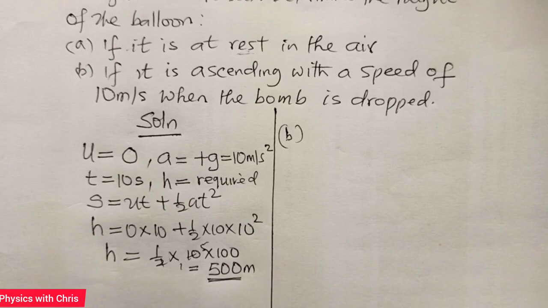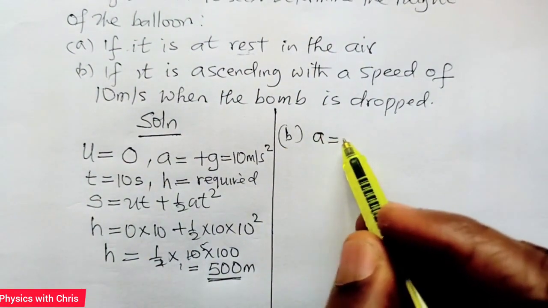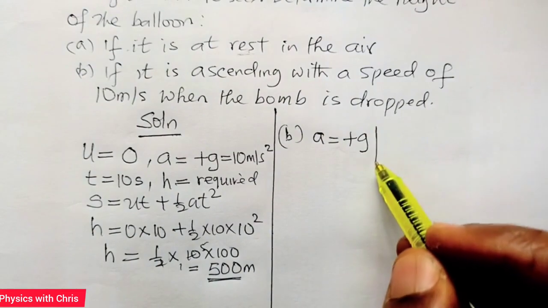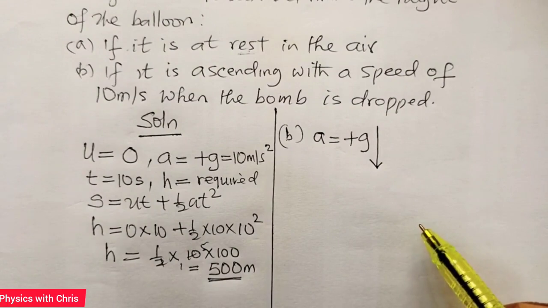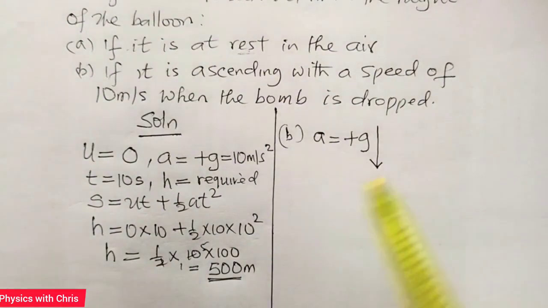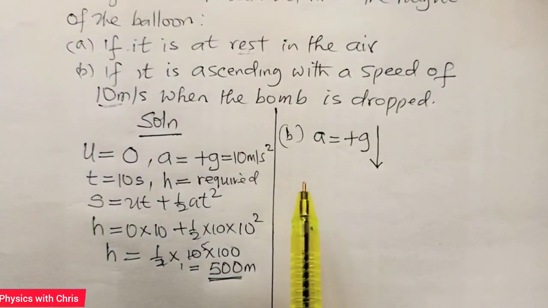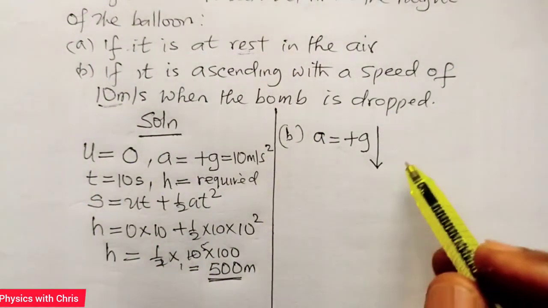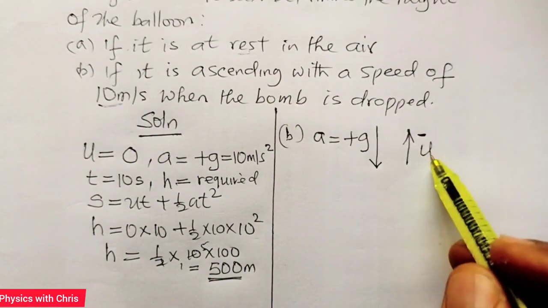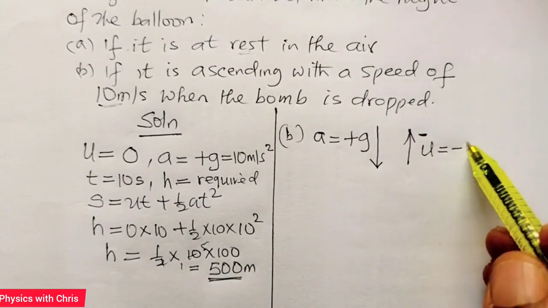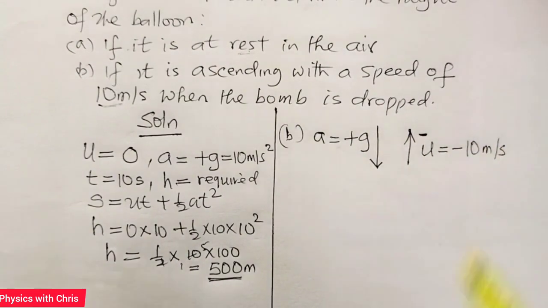Of course, we know that when the bomb is dropped, it's still going to fall downwards. So I still want to take the downward direction as positive, meaning my acceleration is going to be positive g. That is to say, acceleration due to gravity acts downward. Then, remember that before this bomb was dropped, the balloon was ascending, that is, the direction of motion is upward. So it has an initial velocity in the upward direction. This time around, I'll take upward as negative, meaning my initial velocity u is going to be negative 10 meters per second.